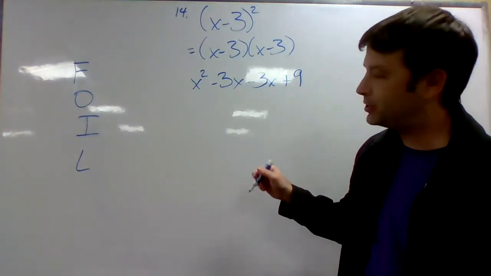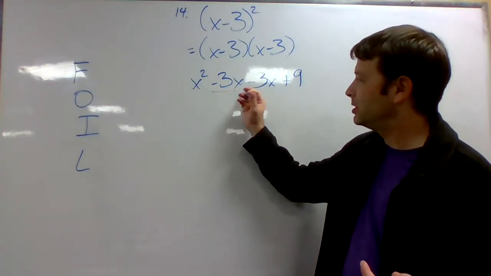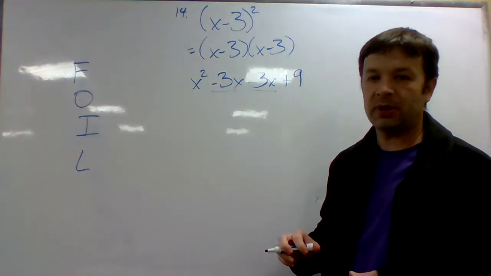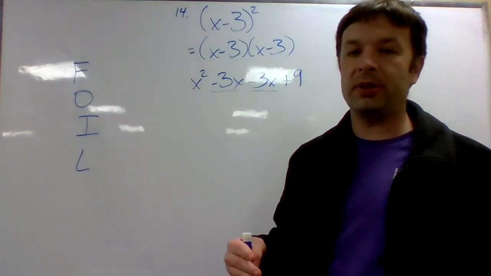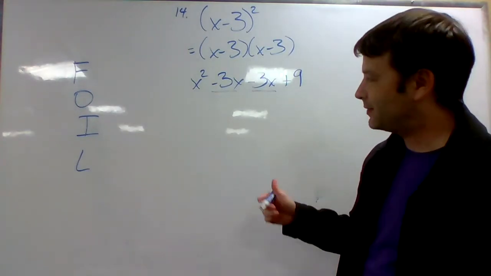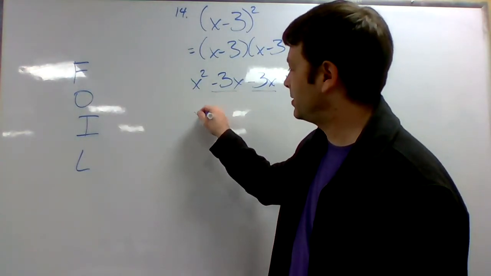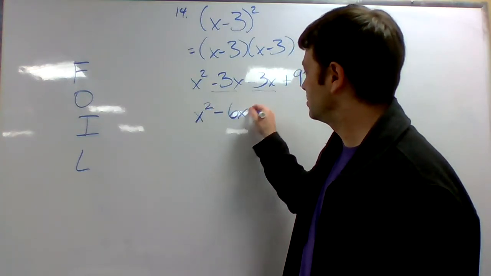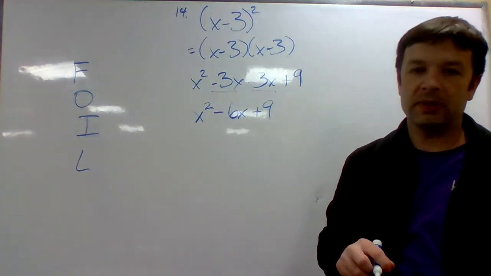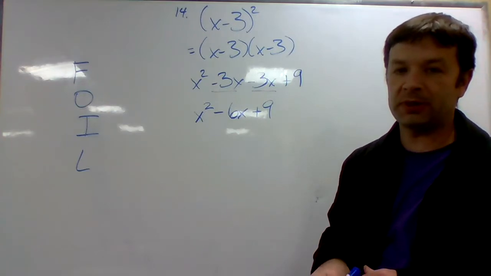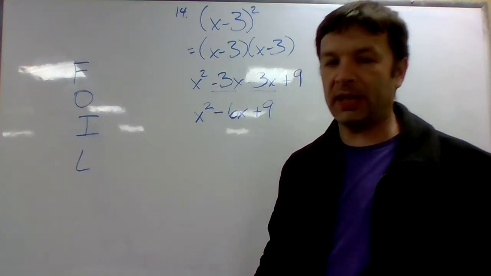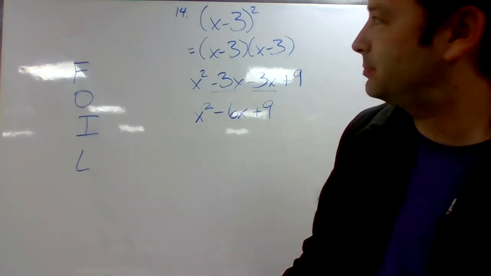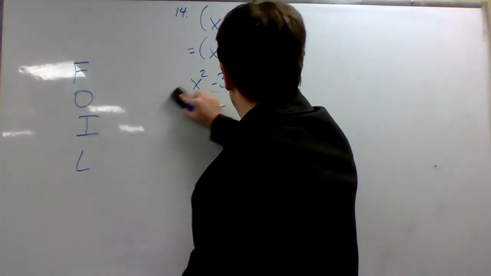Okay, and just like the first 2 examples, those 2 are like terms. They're going to go together. What's negative 3 minus 3? That would be negative 6. So the final answer is x squared minus 6x plus 9. All right? Okay, I'll do one from the last section that's not really anything new, but do one.